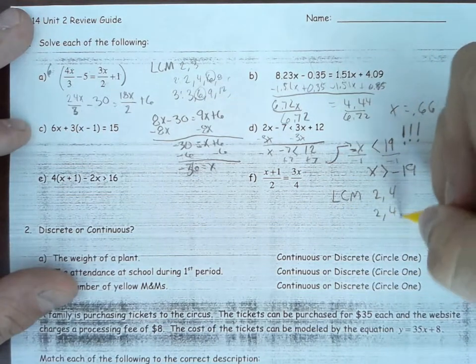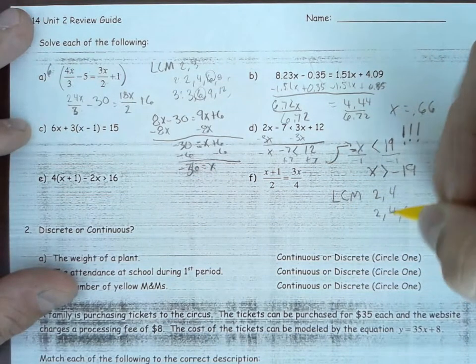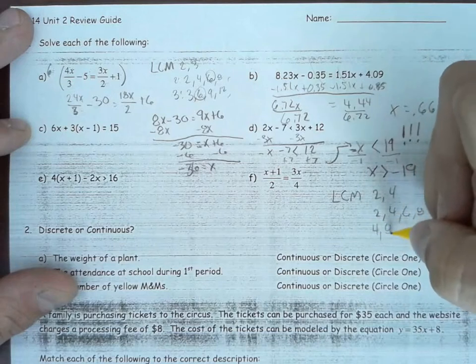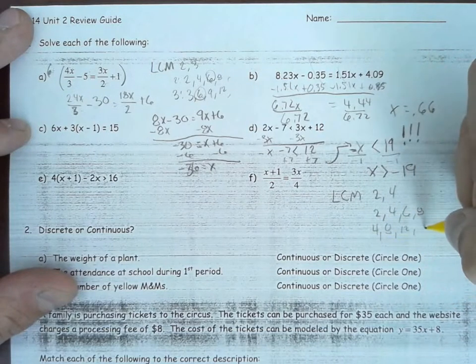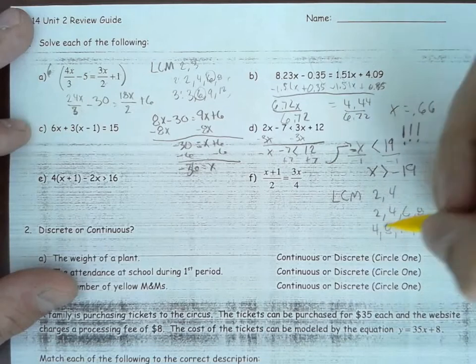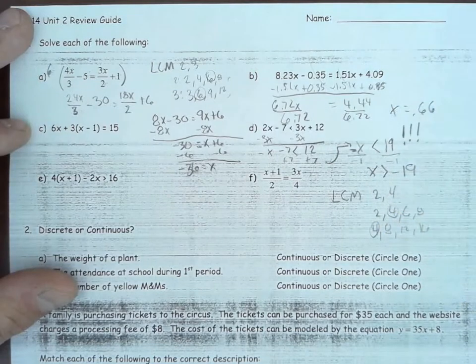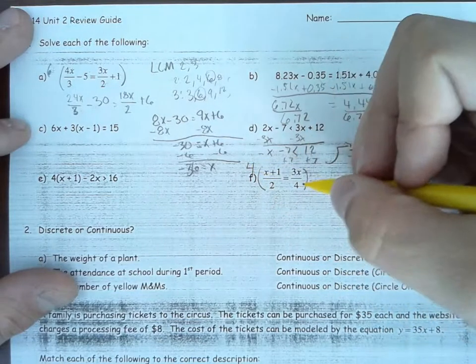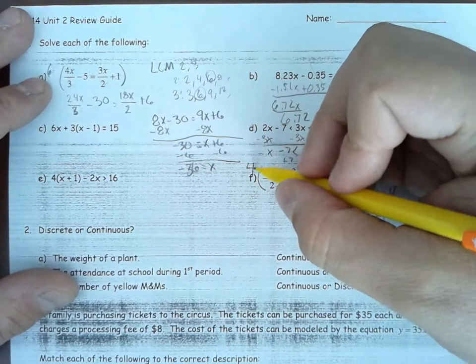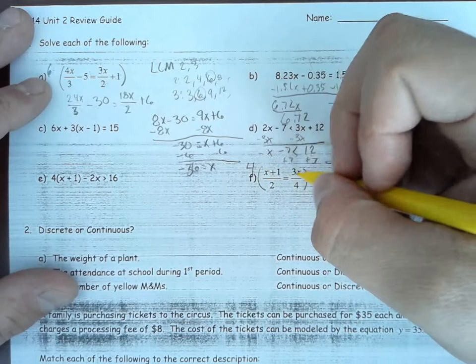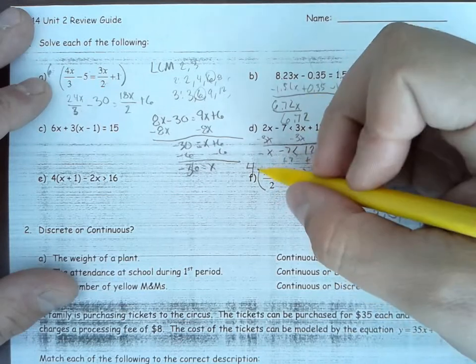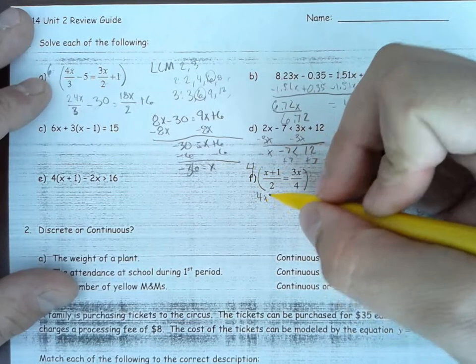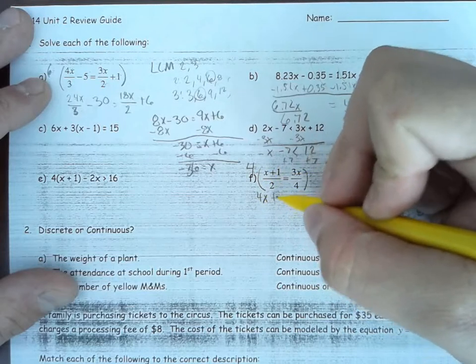So you can have 2, 4, 6, 8. You'd have 4, 8, 12, and 16. But as you can see, 4 and 4, that's already it. So you can go and multiply everything by 4. And up here, you can just do each piece, but make sure you keep it all over 2. So you get 4 times x is 4x. 4 times 1 is 4.